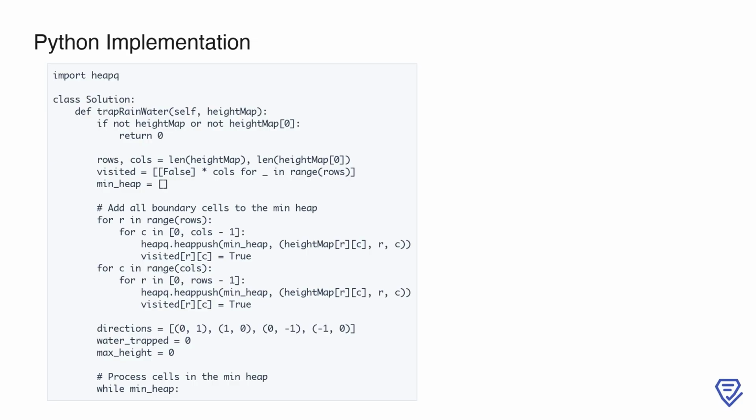For this, we iterate through the first and last columns for each row, and the first and last rows for each column. These boundary cells act as the starting points for our algorithm, and we mark them as visited to avoid revisiting them later. Finally, we define the possible movement directions: right, down, left, and up, as well as variables to track the total water trapped and the maximum height encountered so far. With these initializations in place, we are ready to process the heap.